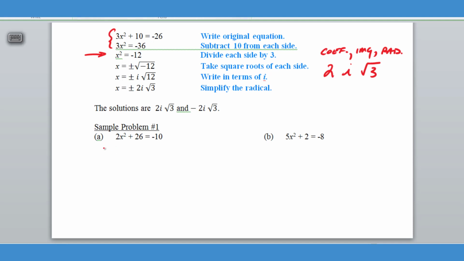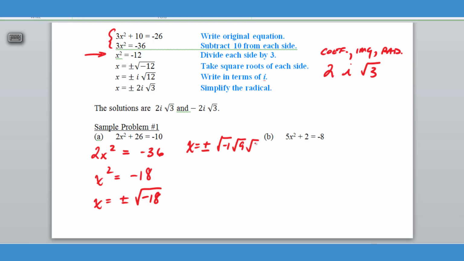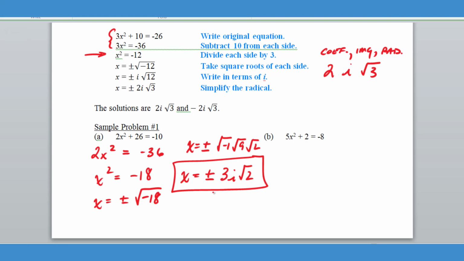Alright, for part A, we simply want to isolate the given x squared term, and so when we do that, we're going to get negative 36, and then that's x squared equals negative 18. x is going to equal plus or minus the square root of negative 18, and then I need to break that apart. So you can see I can break that into the square root of negative 1, square root of 9, square root of 2, and then I can write the whole thing out as 3i square root of 2. Again, it solves my quadratic because it gives me both the plus and the minus roots, and so that is the final answer.